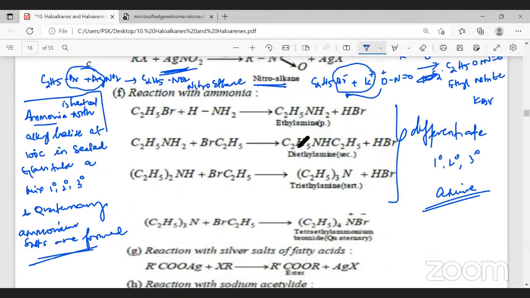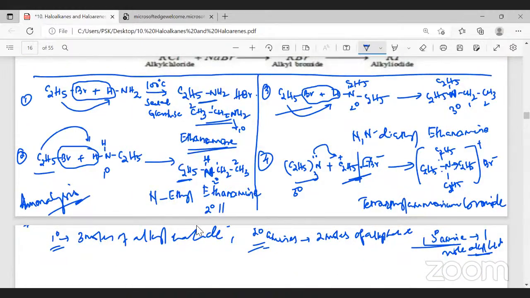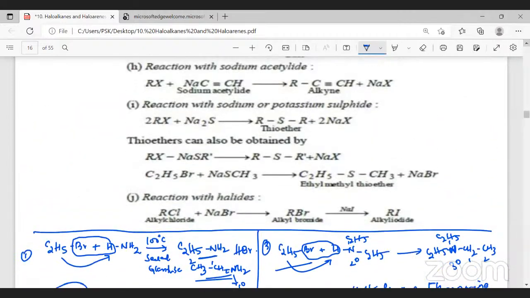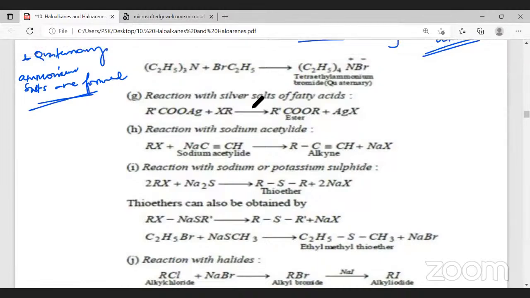So this is how the reaction, same reaction I explained in other ways. So tetraethyl ammonium bromide, it's a quaternary ammonium salt. All right, these are all common names: ethylamine, diethylamine, and triethylamine. They are common names. What I made you write here is N-ethyl ethanamine, N,N-diethyl ethanamine. These are all IUPAC names. So remember. Now the next set of reactions, that is reaction with silver salt of fatty acids.